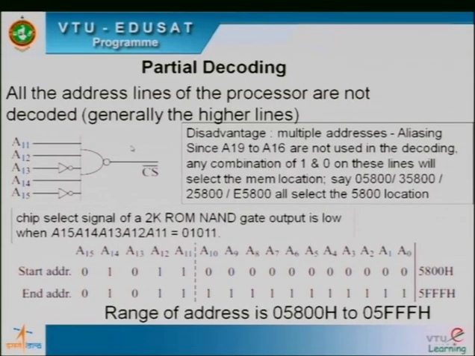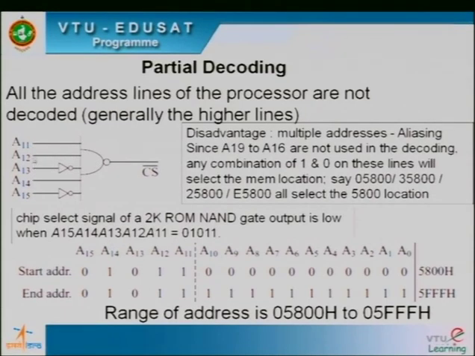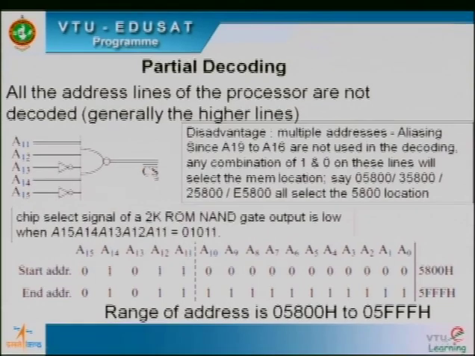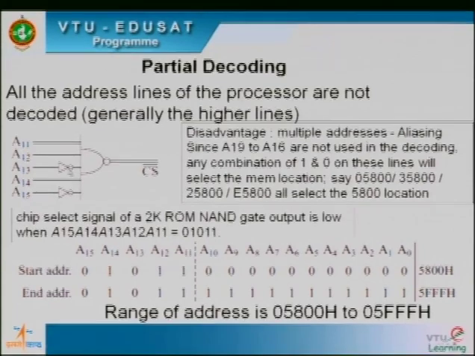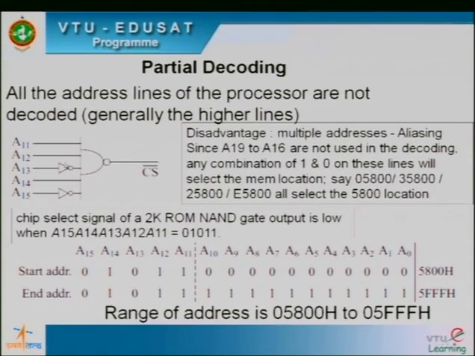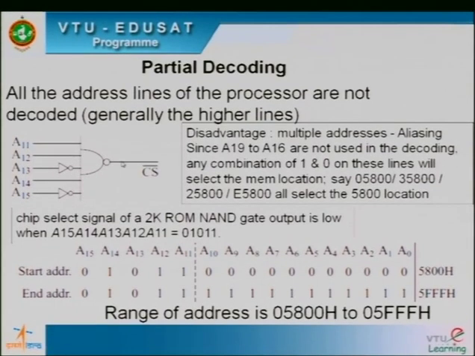So, the same example, let us say here. A11 to A15 are used to select the CS bar. A11 to A15, what combination should it be? A11 is 1, A12 is 1, A13 is 0, this is 1, and this is 0. Wherever you have an inverter, this should be 0, so that this becomes 1. So when all are 1s at the input of the NAND gate, the output of the NAND gate will be 0, or active 0, and that will enable the chip select CS bar.